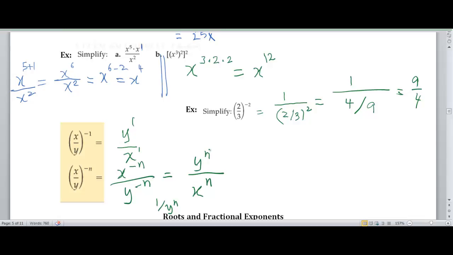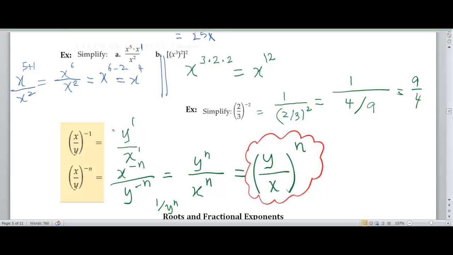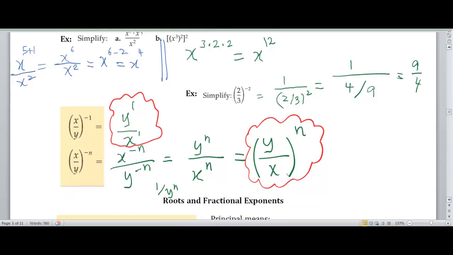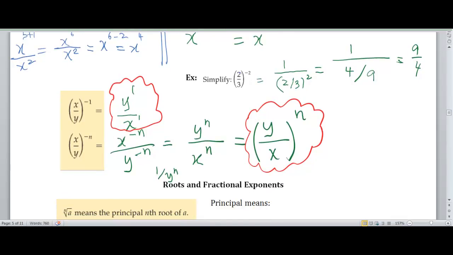If you didn't understand that derivation, that's okay. The takeaway message is that it's just y over x to the n. If you know the rules in between, that's good. If not, don't worry about it. Basically, what you want to remember is this: anytime you have negative exponents and fractions, you have to flip the fraction and make your exponents positive. Just like I did here.